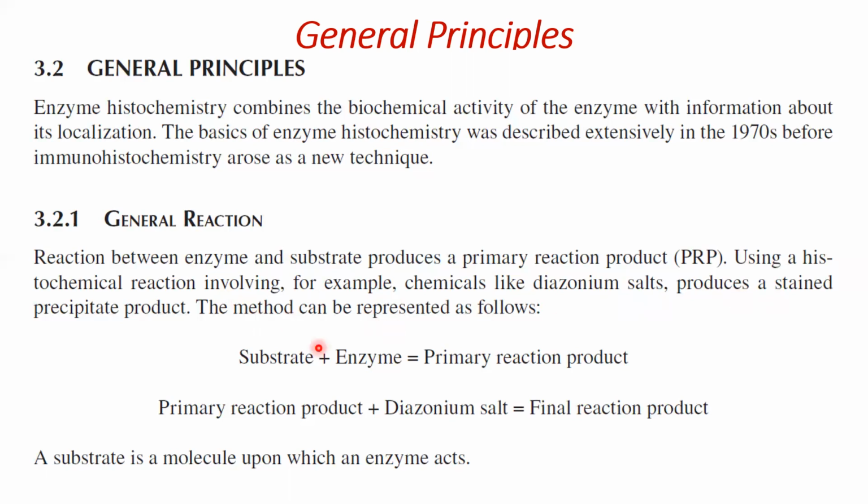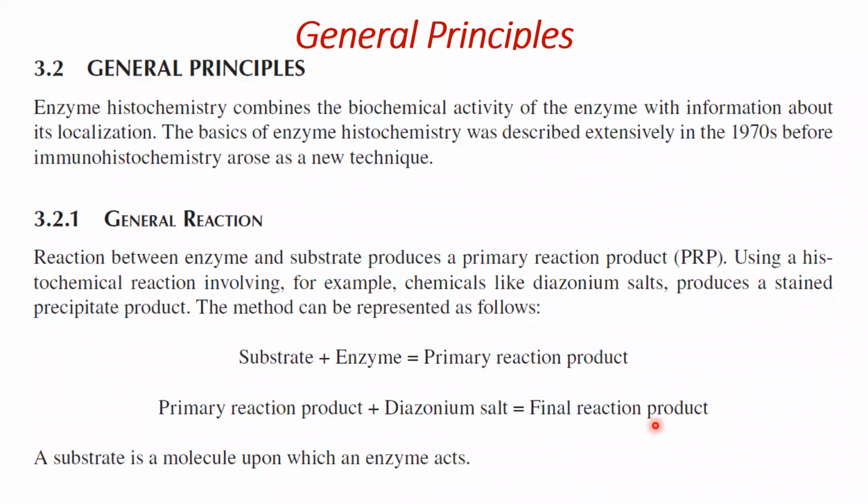We have a substrate acted on by an enzyme, making PRP, the primary reactive product. Now this primary reactive product will be subjected to a capture molecule, which is the diazonium salt. This diazonium salt will develop color, and this color can be visualized under the microscope.